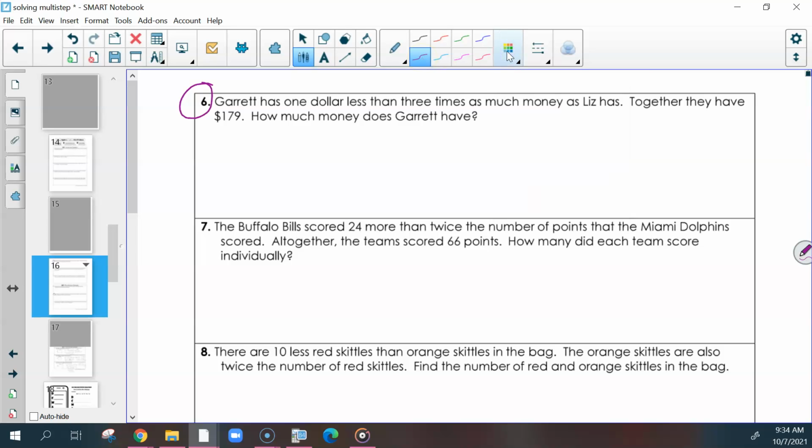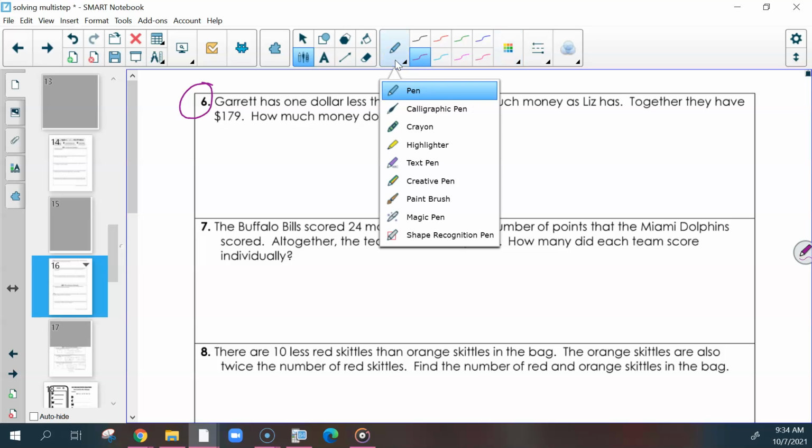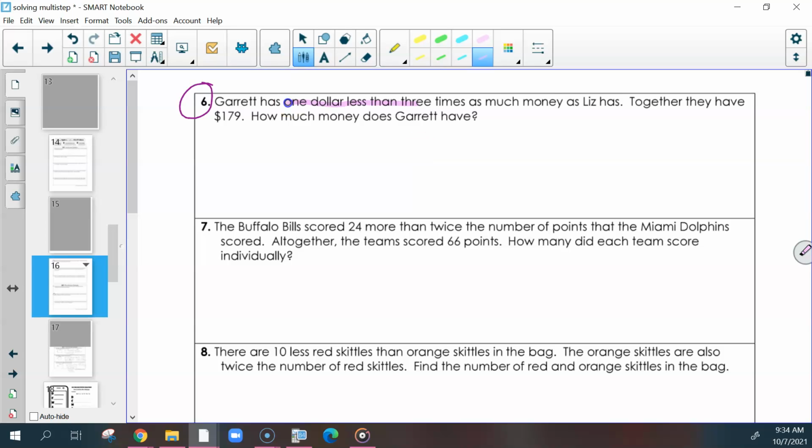This one, the setup is kind of similar, but a little different. So this one says that here it has $1 less than 3 times as much money as Liz has. Then it says together they have 179, and we're looking for how much money does only Garrett have. So you should have 2 variables for this one, for Garrett, one for Liz.